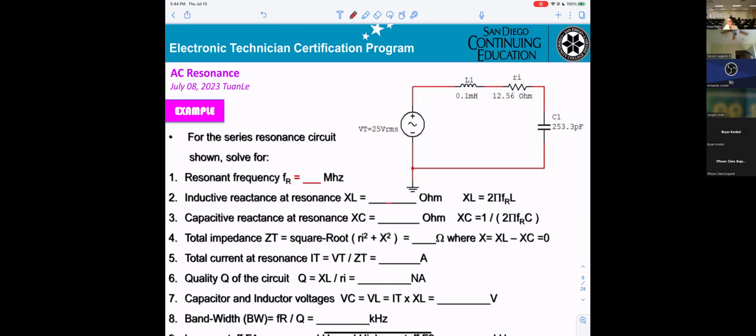Who got the resonant frequency? It's basically 1 megahertz. That's correct. The answer will be 1 megahertz.